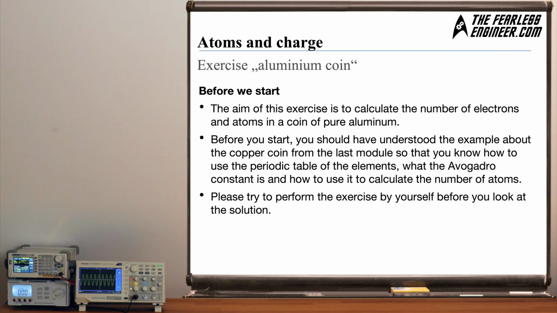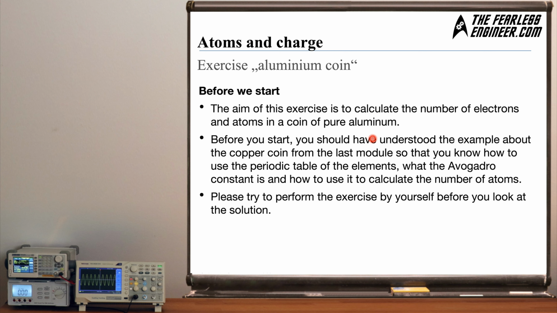Now, if you have watched the video on how to compute the number of atoms in a copper coin, this one here is very similar. But the difference between the two is that the last one was an example which showed you how to basically compute this number, and this one here is an exercise which asks you to do the same but for a different material. So the aim of this exercise is that you can calculate the number of electrons and also atoms in a coin of pure aluminum.